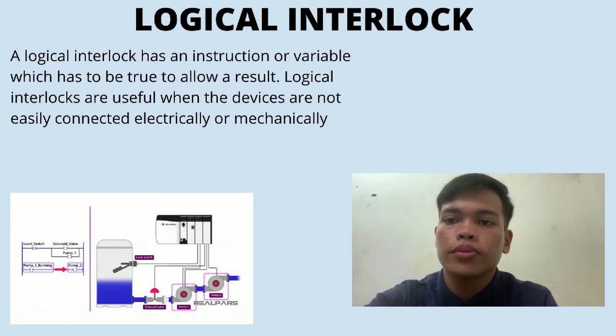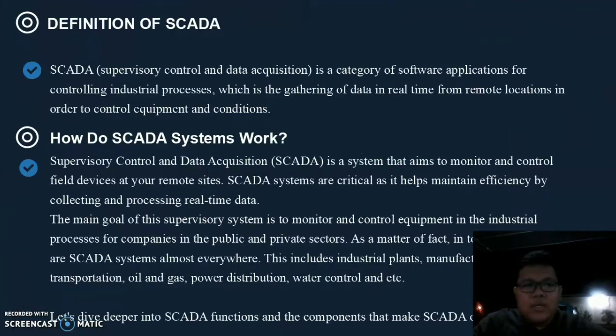SCADA. Definition of SCADA. SCADA, also known as Supervisory Control and Data Acquisition, is a category of software applications for controlling industrial processes, which is the gathering of data in real time from remote locations in order to control equipment and conditions.